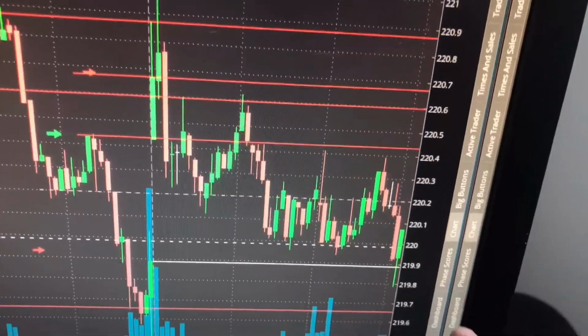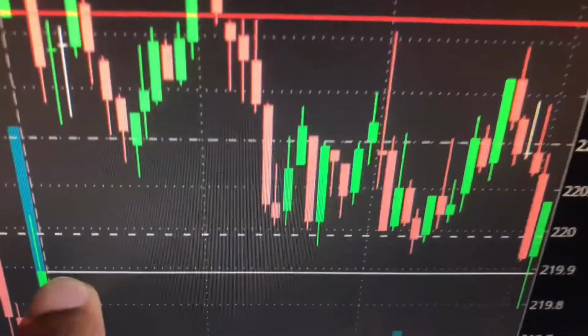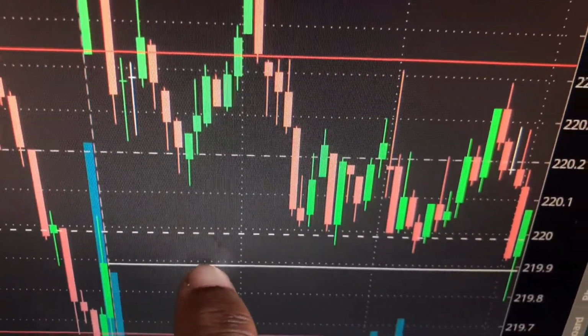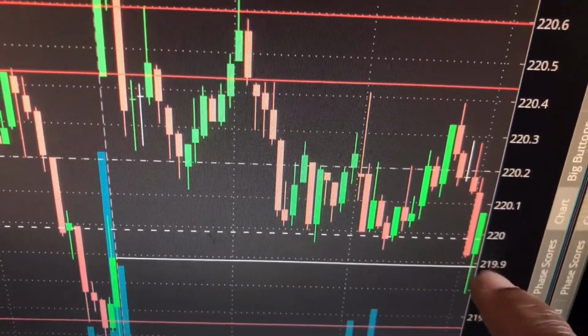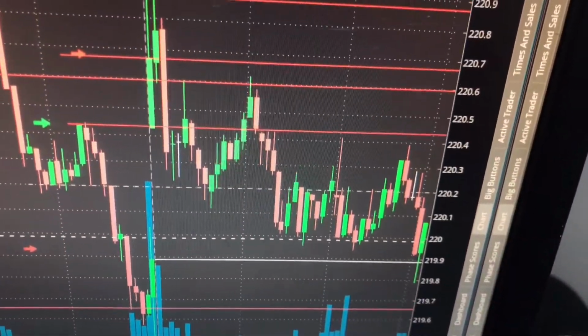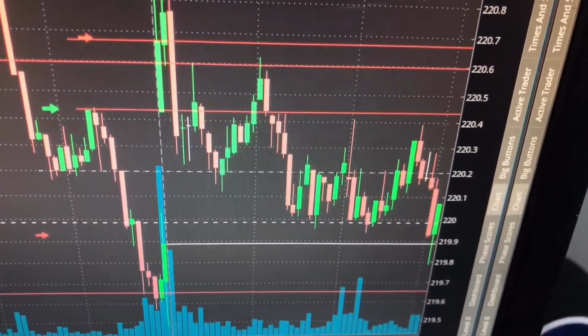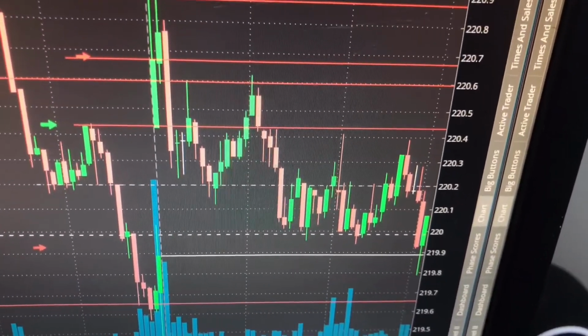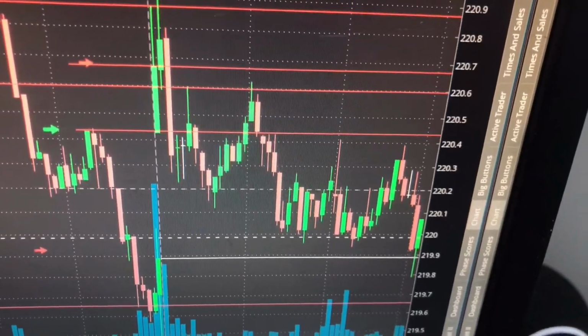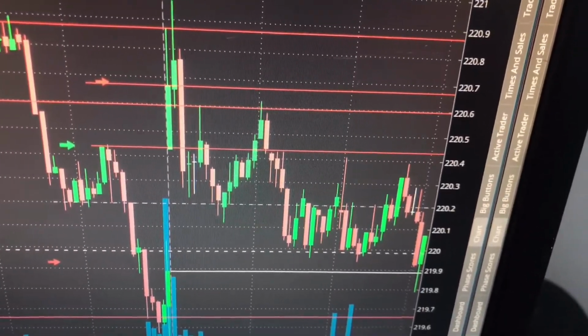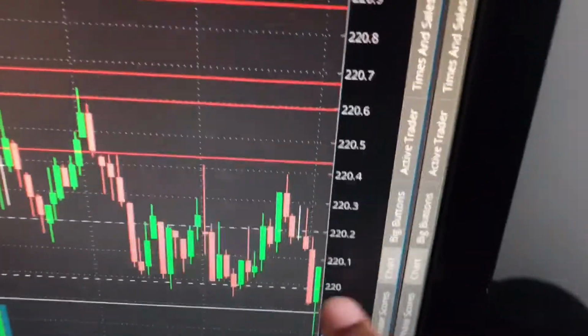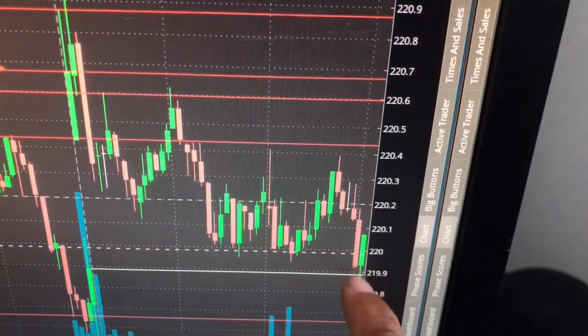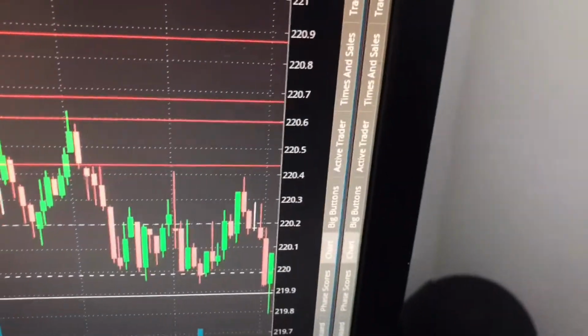But see, it tested the previous day close. That previous day close will act as a support. So you do not want to hold when it's close to the previous day close. The previous price it closed at the previous trading day. That's the previous day close. That acts as a strong resistance and sometimes a strong support. Right now, if it's trading above it, it's going to act as a support. So now I will be expecting this thing to bounce.